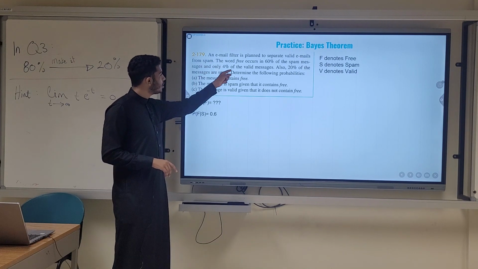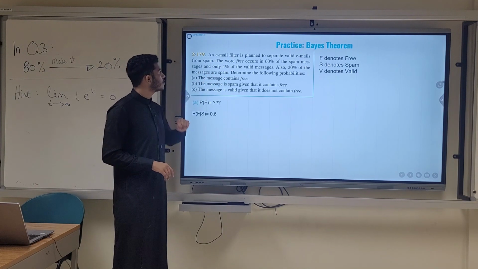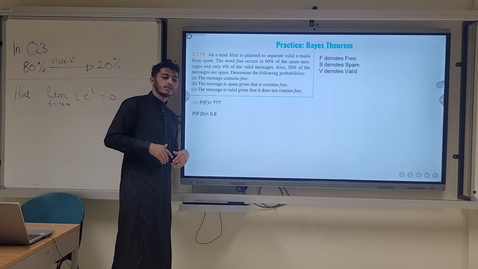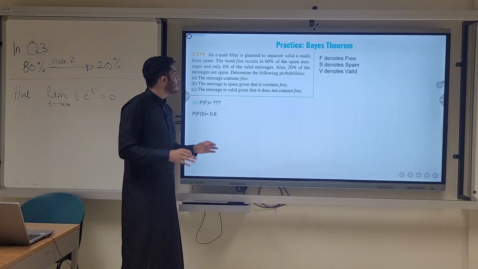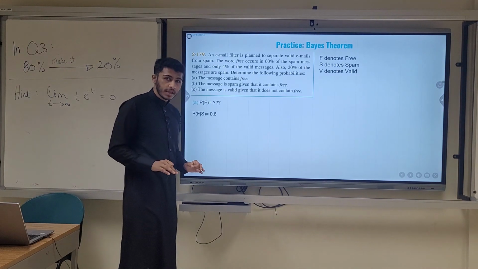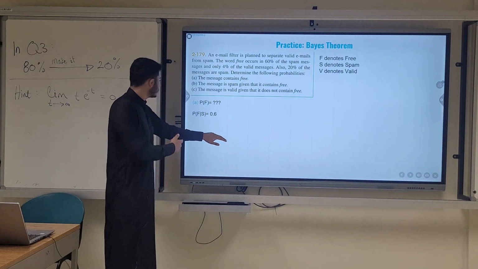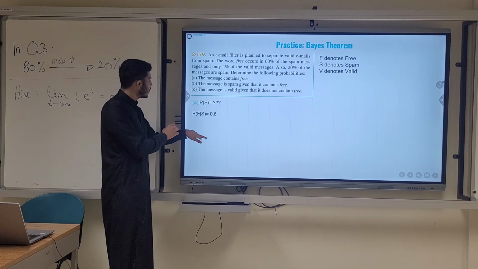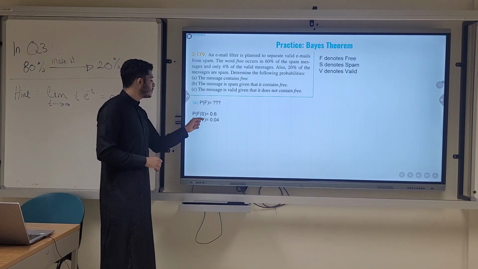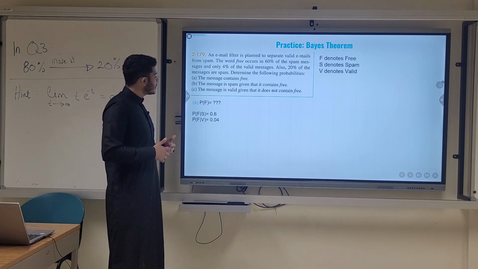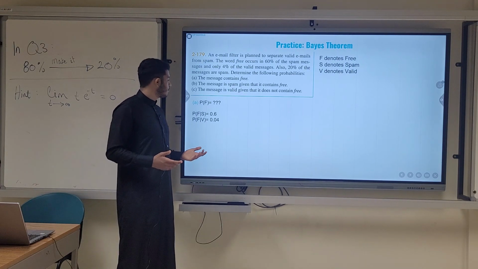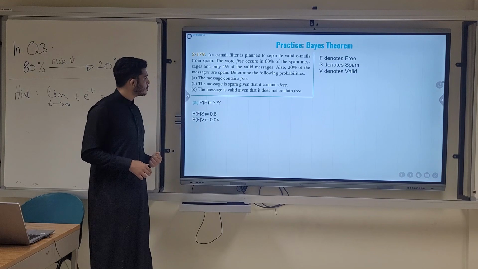So the word free occurs in only 4% of valid messages. So given the fact that we know that it's a valid message, the probability of it having the word free is just 4%. So we can denote it here as the probability of free, or F, given V, which is 0.04. Now, we remember that if we want to implement the formula, we have to find the probability of S and the probability of V.